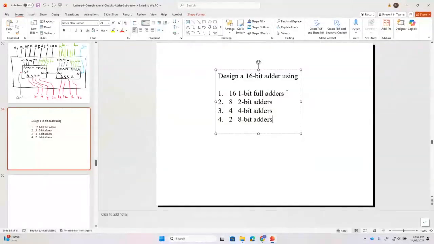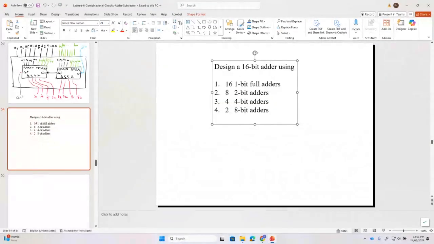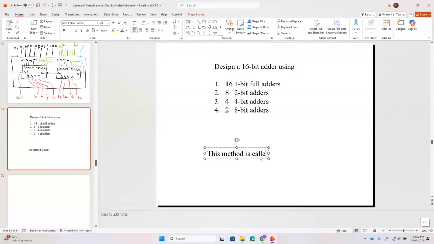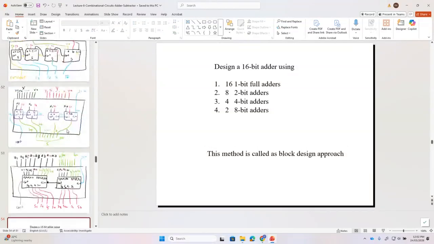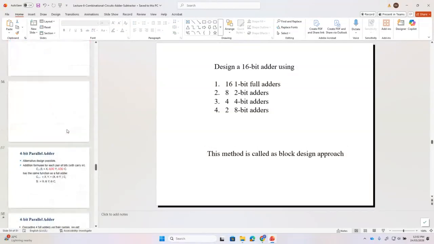Any question? And this method is called, now I'm inserting a text box. This method is called as what? Block design approach. Now this method is called the block design approach. Now what are we going to do? We are proceeding. So this method is called the block level design approach.